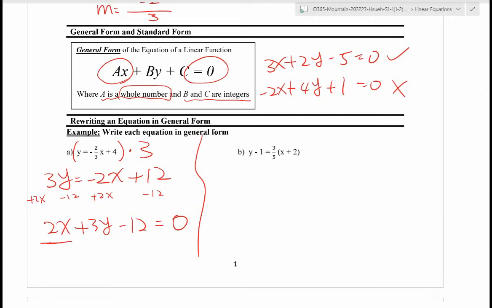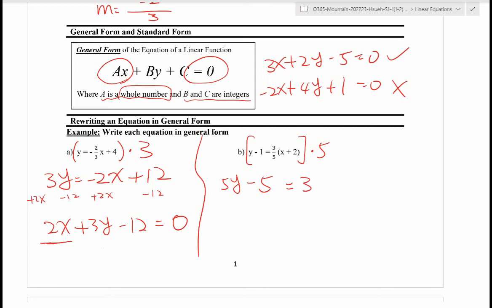For slope point form, it's actually quite similar. Notice how we have the fraction right here. Again, we need to get rid of that fraction by multiplying the entire thing by 5. Okay, so the left-hand side is the same, right? You just multiply y by 5, so 5y minus 1 times 5 is 5. We have 3/5 times 5, which is going to be 3.